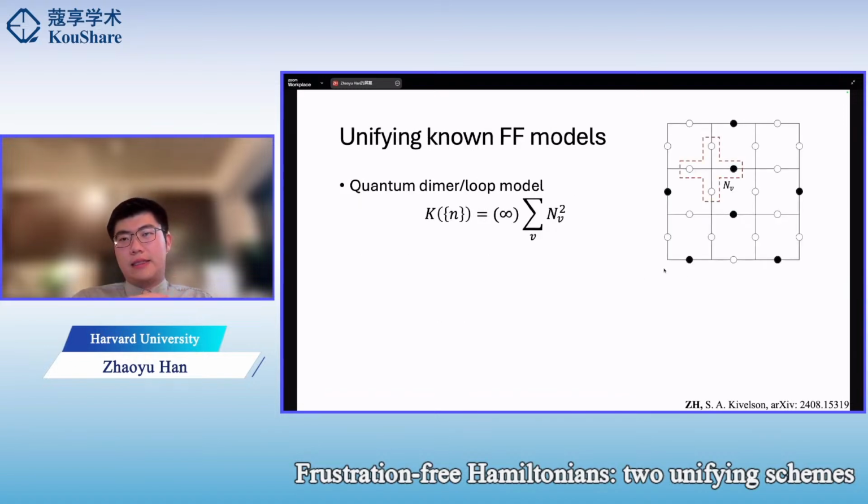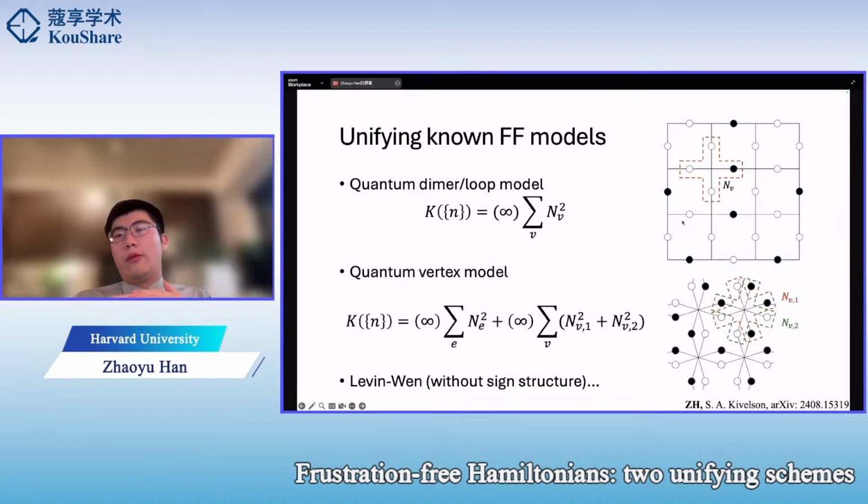Now, let's move on and see the power of this construction. Firstly, it unifies a lot of solvable models, such as the quantum dimer model. To explicitly see this, we can consider the bond lattice of any lattice. Let's take the square lattice as an example. We can choose this classical energy K to be the sum over n_v squared over all the vertices v, where each n_v is the sum of boson numbers around the vertex. You can see that this term punishes any deviation of charge density around each vertex from the average value. So when its coefficient goes to infinity, it enforces the dimer covering constraint required for the quantum dimer model. And adjusting the boson density of this model can further realize, for example, the quantum loop model.